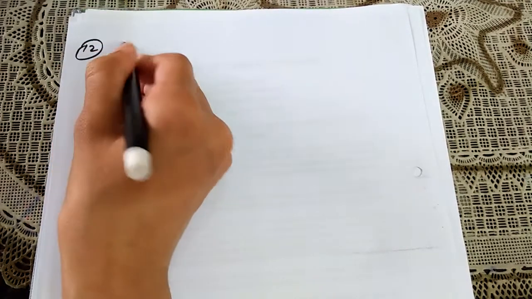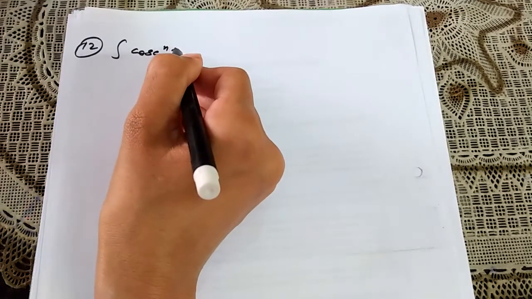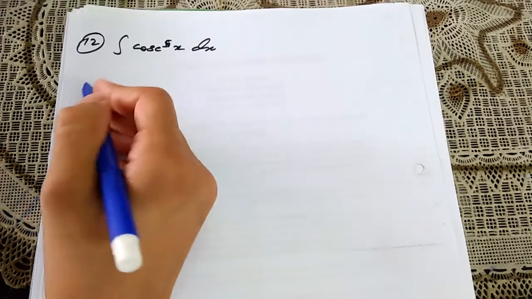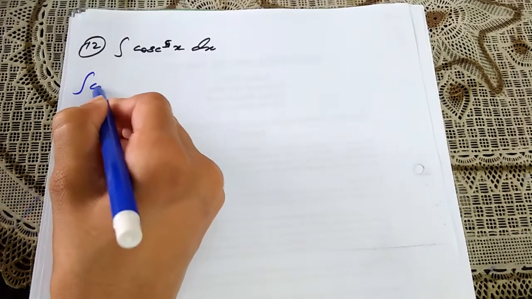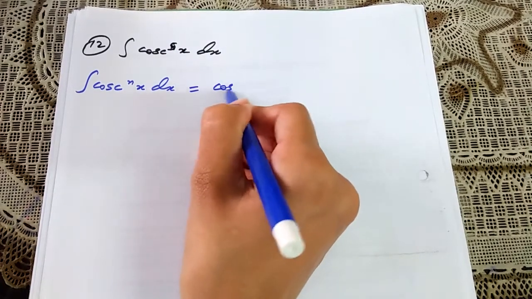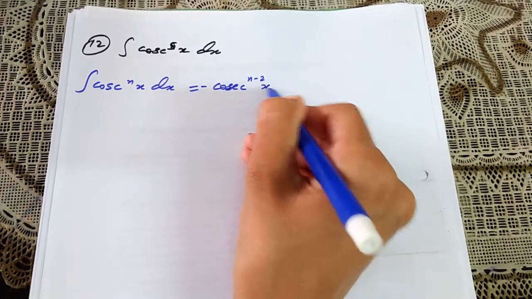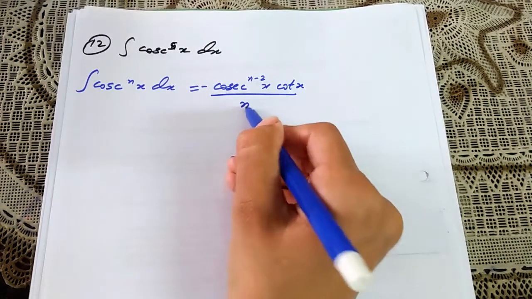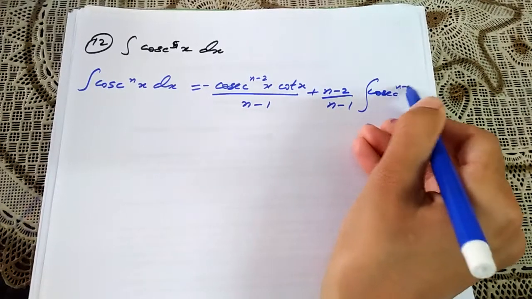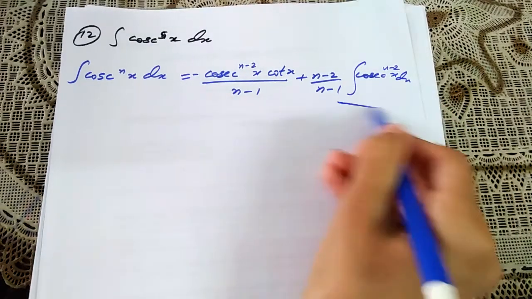For solving question number 12, we need the reduction formula from question number 8. Integral cosecant 5 of x dx. Now we will use the reduction formula that we have already solved in question number 8, that is integral cosecant n of x dx equals minus cosecant n minus 2 of x cotangent x over n minus 1 plus n minus 2 over n minus 1 integral cosecant n minus 2 of x dx. Mark it as equation number 1.